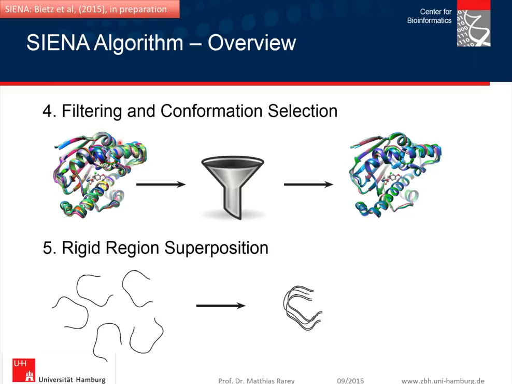We then equipped SIENA with a lot of filtering options so that you can really reduce the ensemble to the size you want to have. And more importantly, we also have methods to extract smaller ensembles, which might be necessary, for example, for docking calculations, where you can handle only a handful of different conformations. We also have a specific algorithm for the region superposition, so that you get the 3D alignment of the binding sites correctly and can have a look at it at the end.